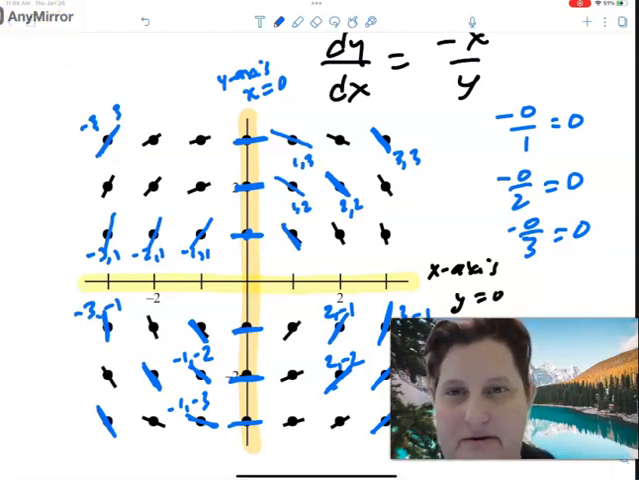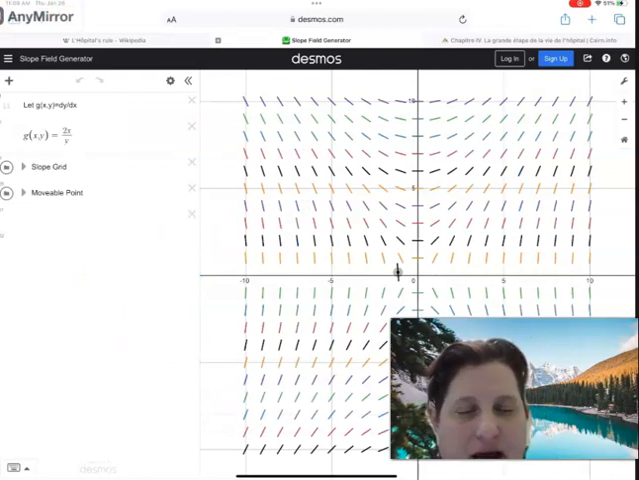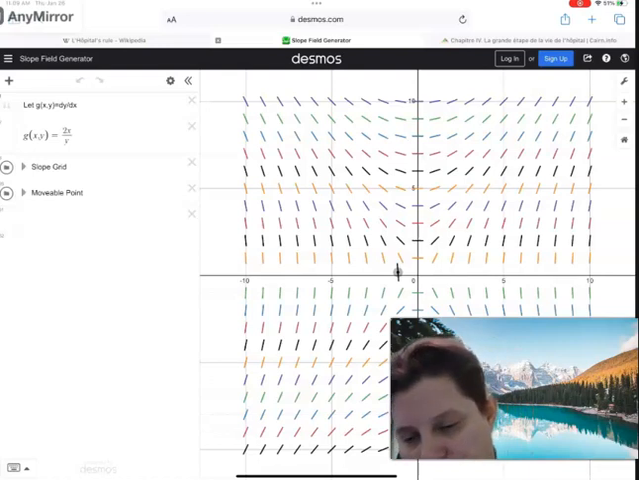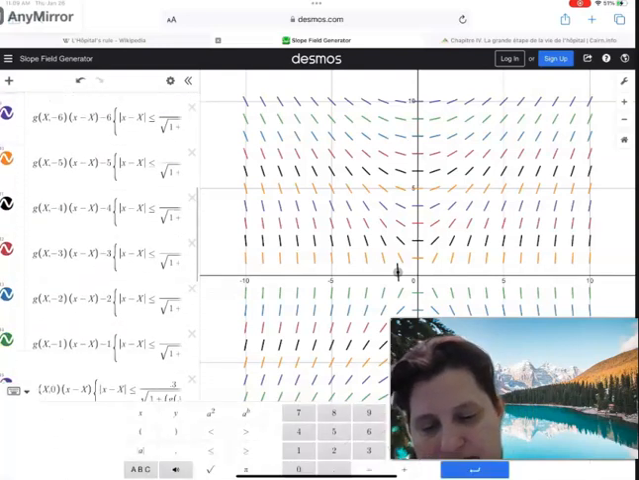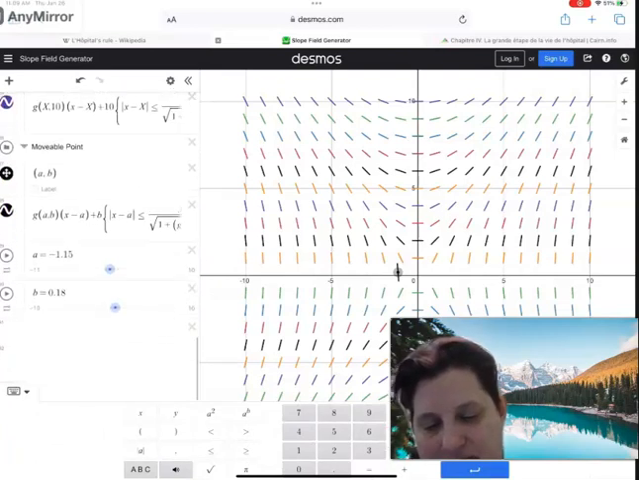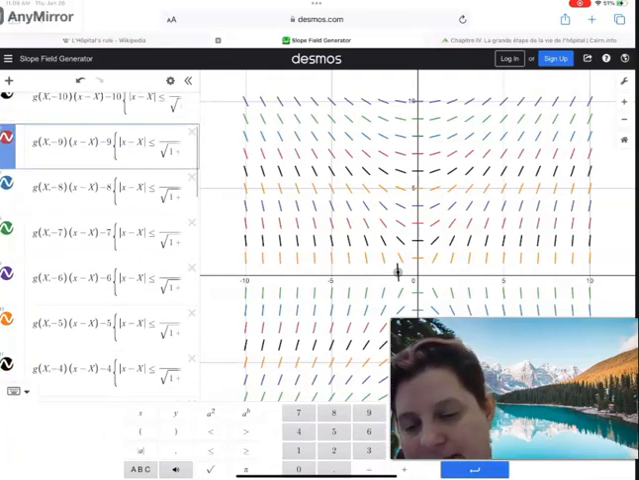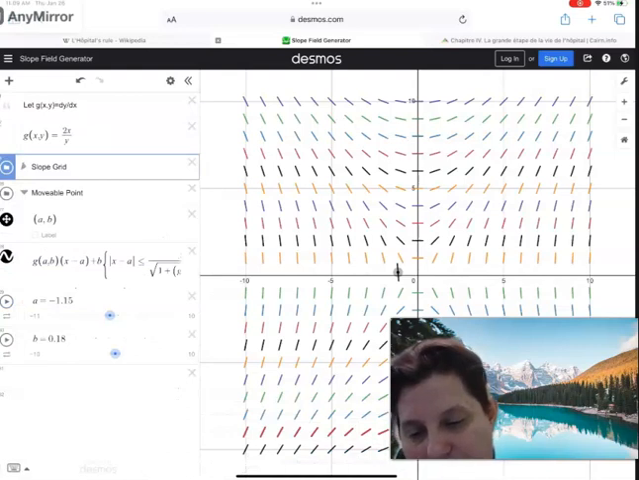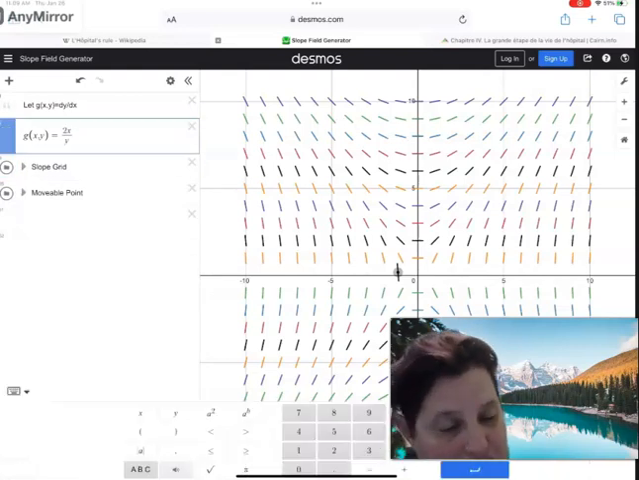Let me pause this to get ready. Okay, so this is kind of cool. I just Googled Desmos slope field generator. So somebody programmed this. You can see all these points. It's kind of fun. And there's our movable point. Anyway, crazy program, but it will put slope fields for me on here, which is kind of fun.